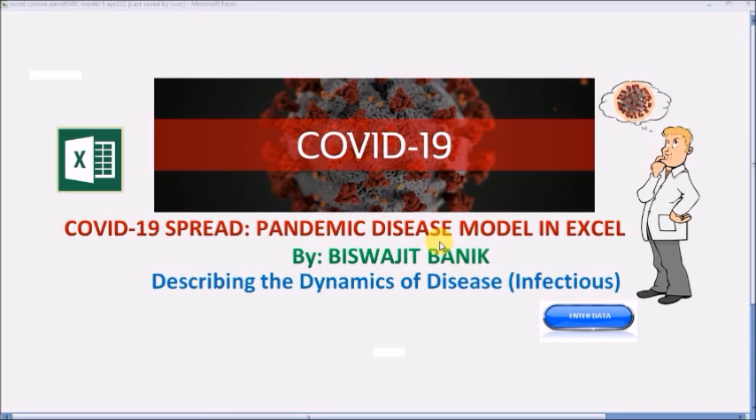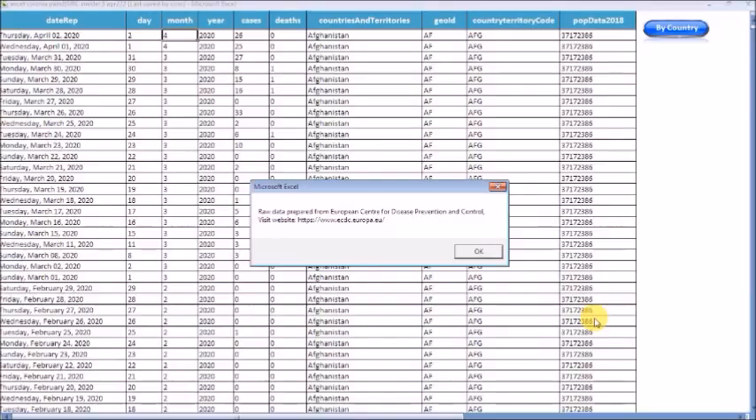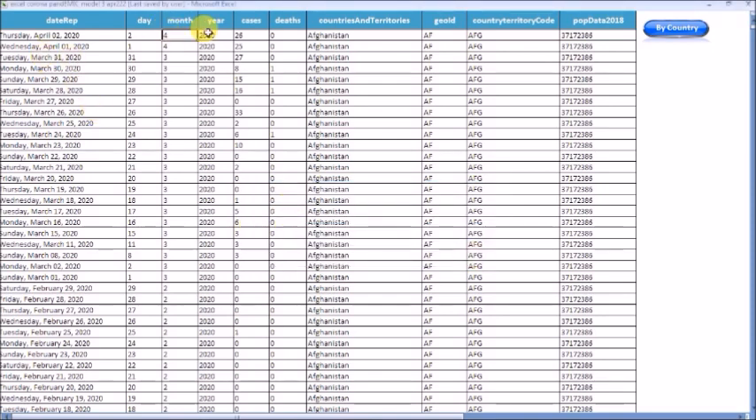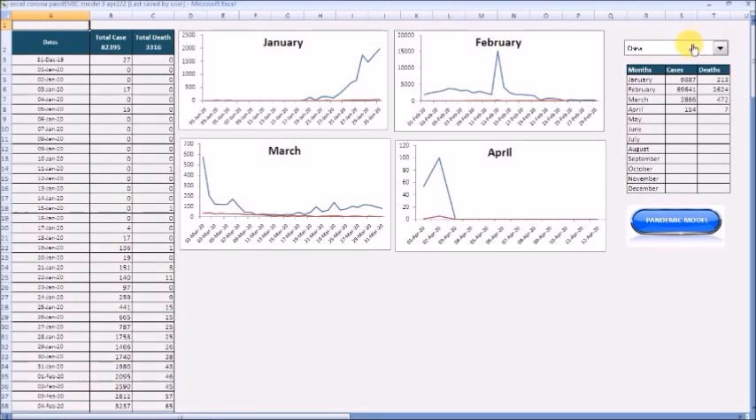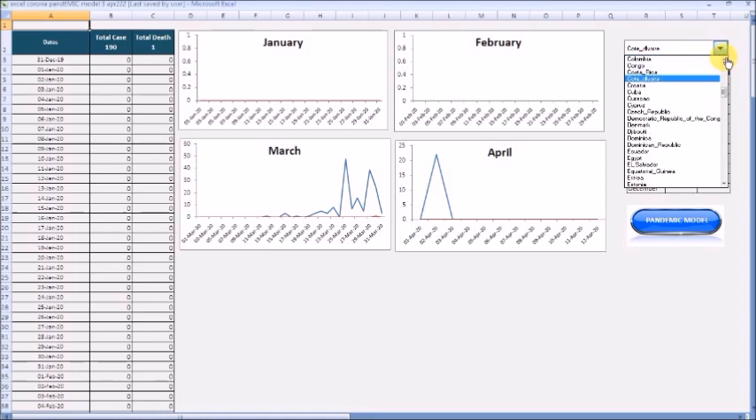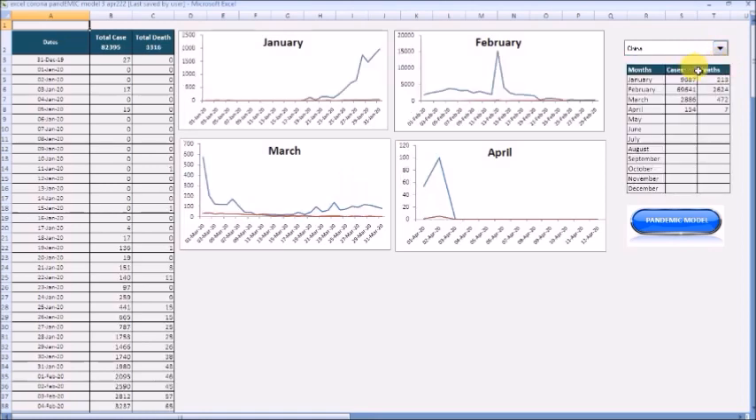This is our Excel model. When you click on the icon, data is downloaded automatically from the European Centre for Disease Prevention and Control registry and populated in this table. The data is segmented in the form of columns: date, number of cases, and number of deaths per country. Let's see how the data actually is in the sheet, where total cases and deaths are sorted. As you select the country from the drop-down, the charts are populated with data. The blue line stands for total cases, and the red line stands for number of deaths.